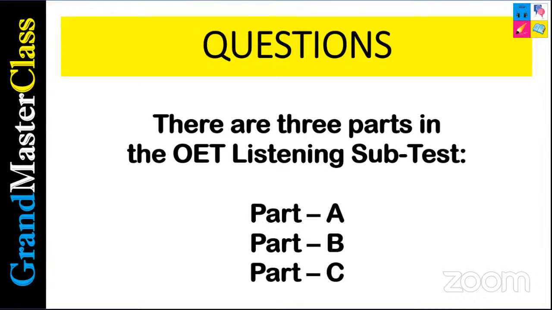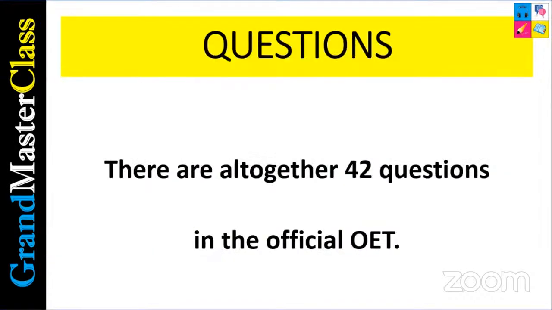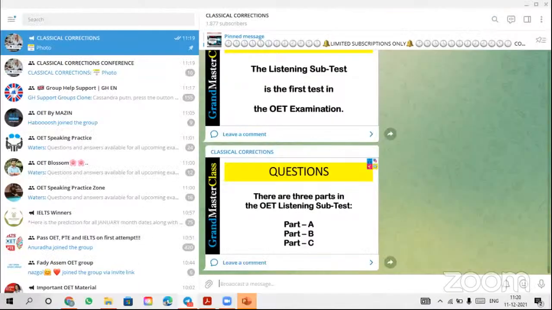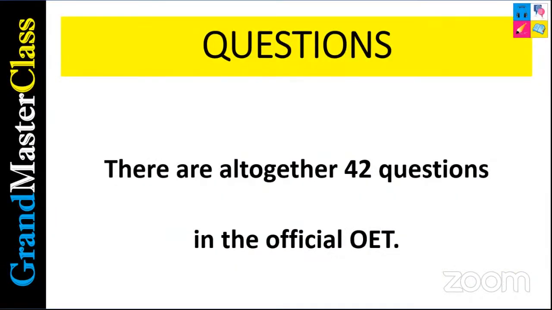Why are they separated into 3 parts? Because all the 3 parts have different goals. Part A will focus on small things, specific information. Part B will focus on the ability to understand, and part C will focus on the reasoning power.